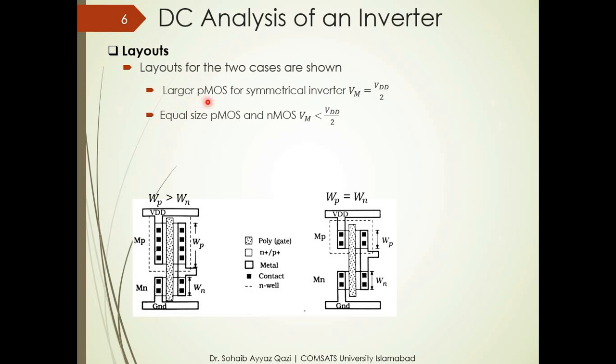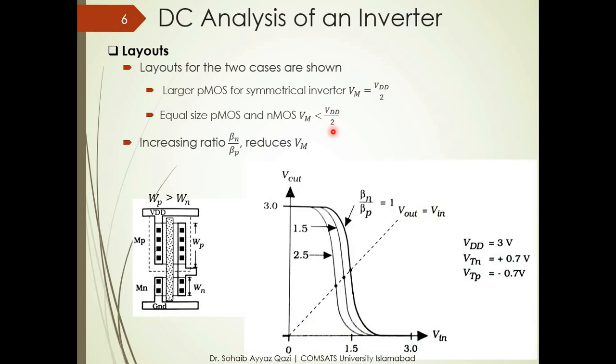So we can say that we need a larger PMOS for a symmetrical inverter like this one, so that we can achieve Vm equal to VDD by 2. Then we have the equal size PMOS and NMOS shown here. But in this design the midpoint voltage is less than VDD by 2, so this is not a good choice for our symmetric inverter. And if we increase this ratio beta N by beta P, then our Vm basically reduces.